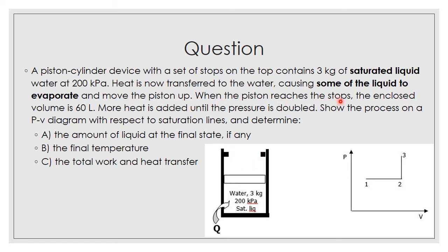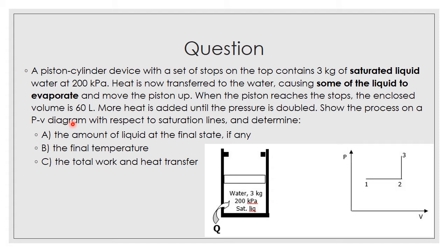When the piston reaches the stop, the enclosed volume is 60 liter, so meaning that when it reaches here, this part becomes 60 liter. More heat is added, so heat is supplied continuously until the pressure is doubled. So the pressure is doubled means that initially the pressure at state 1 is 200 kilopascal, and it doubles at the final state or state 3 to become 400 kilopascal. Okay, so somewhere here and then somewhere here.